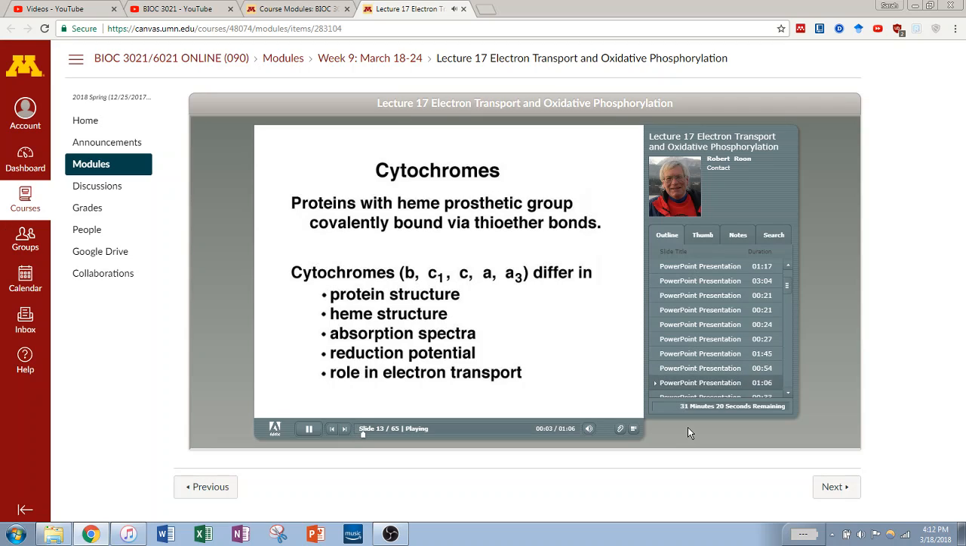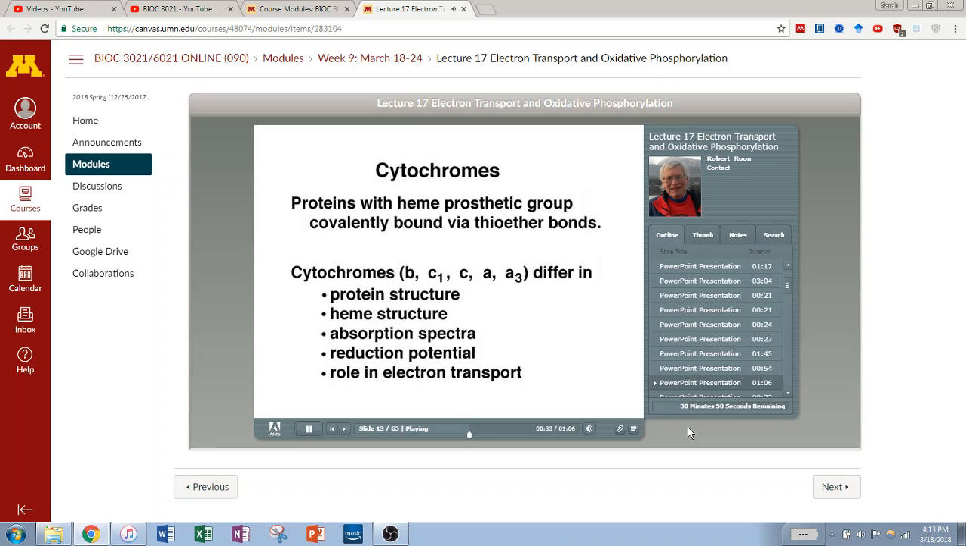There are a number of cytochrome proteins that function in the electron transport chain: cytochromes B, C1, C, A, and A3. The soluble protein cytochrome C shuttles electrons between the coenzyme Q cytochrome C reductase and cytochrome C oxidase complexes. In addition, cytochromes B and C1 are components of cytochrome C reductase, and cytochromes A and A3 are components of cytochrome C oxidase.